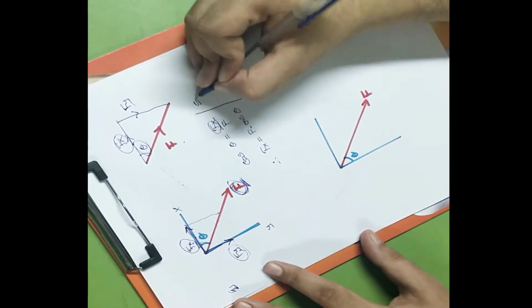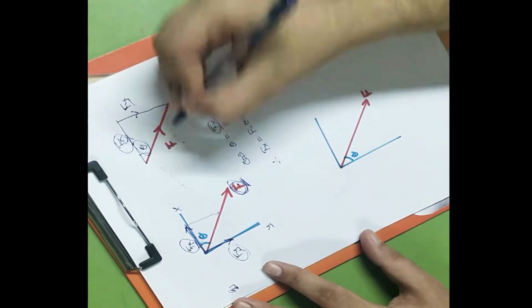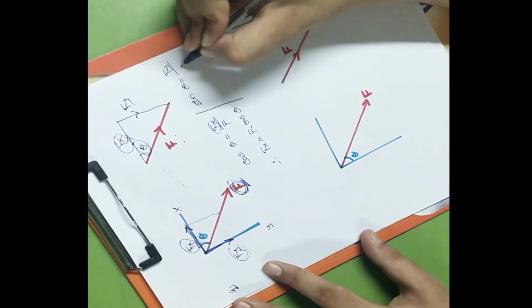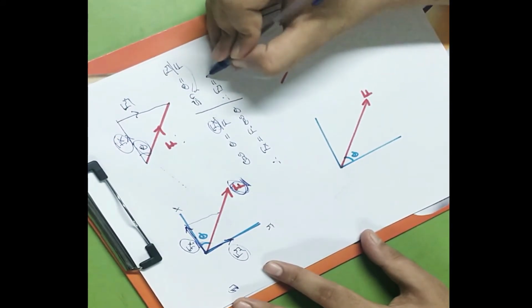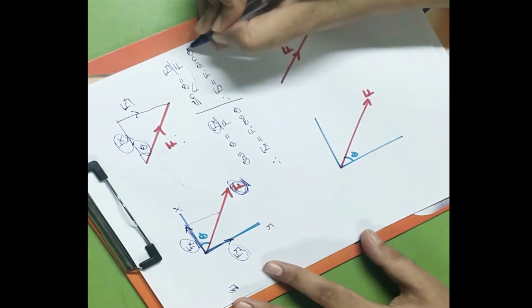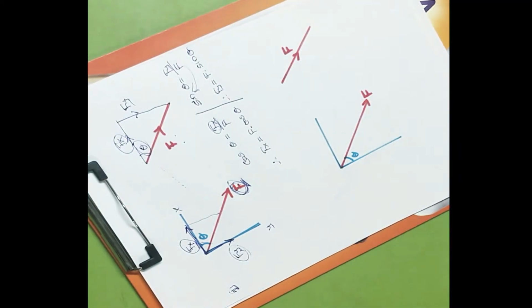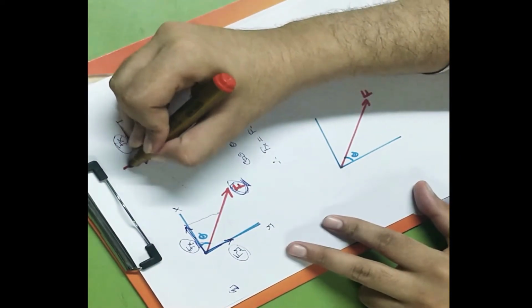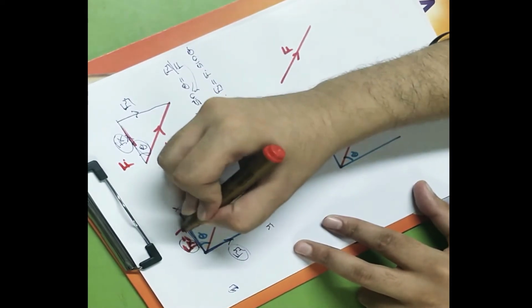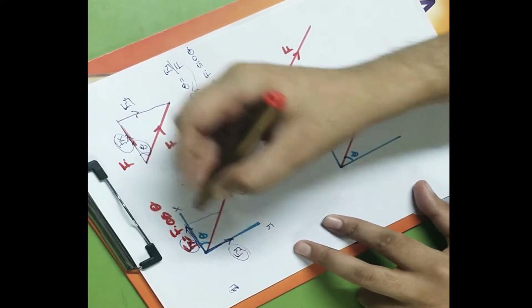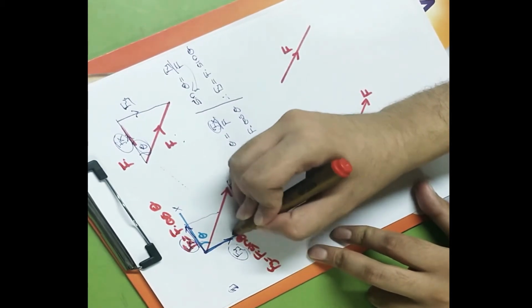Similarly, when I'm going for sine theta, sine is opposite upon hypotenuse, so that will be Fy by F, and with this, can I say Fy is equal to F sine theta. So here I can say this Fx component is F cos theta, and this Fy component is F sine theta.